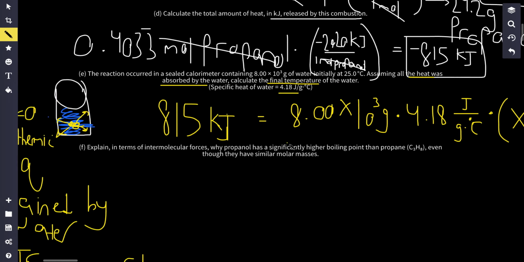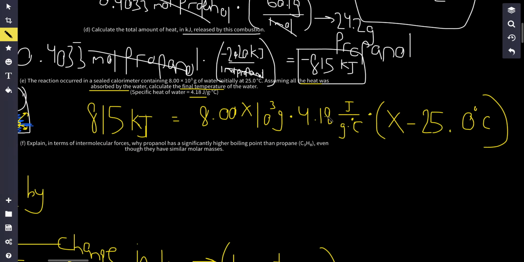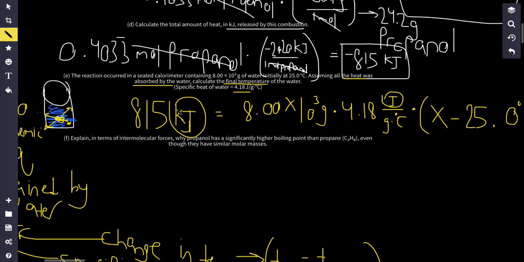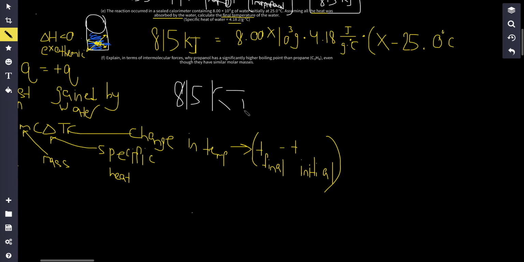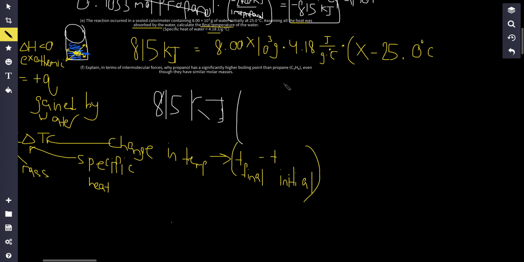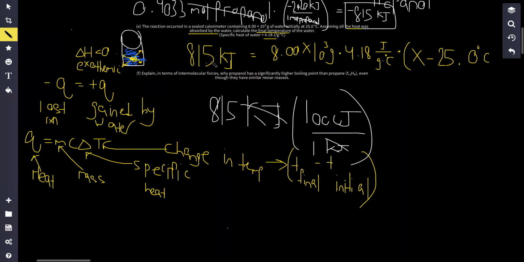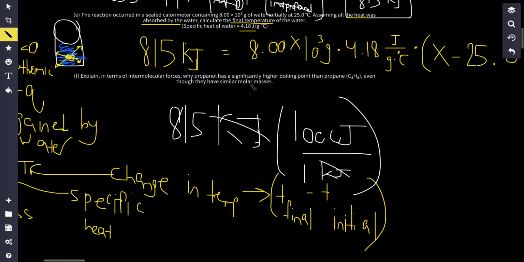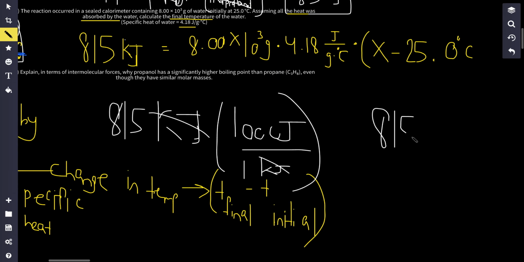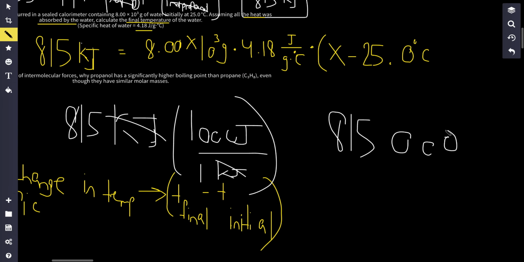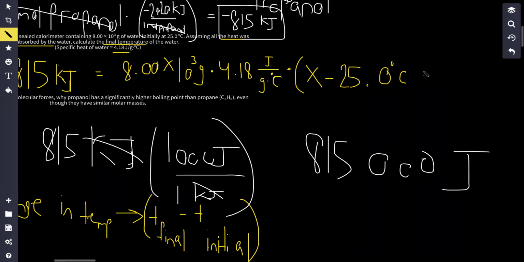And whoa, there's a little problem here. This is in joules, this is in kilojoules. They don't cancel out. Recall that for every 1 kilojoule that you have, that's going to be 1,000 joules. So then the kilojoules cancel out, and you're just going to be left with this many joules. So 815,000 joules. And let's just say I set both these things equal to each other.